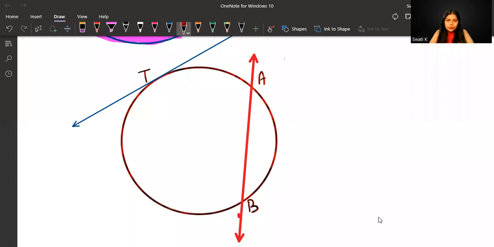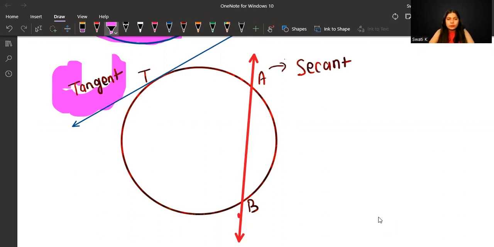So it is called tangent. And the line that touches the circle at 2 points, that line is called secant. Okay, this is called secant and this is called tangent. So both are very, very important.